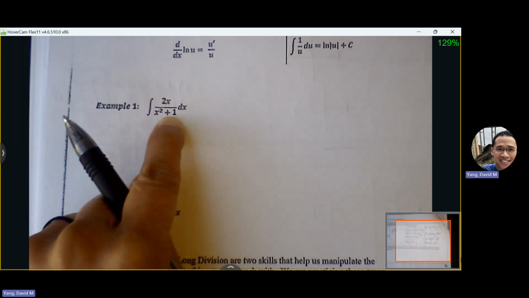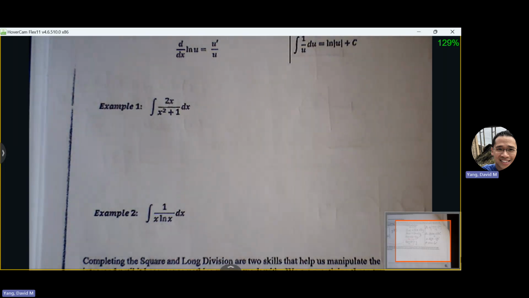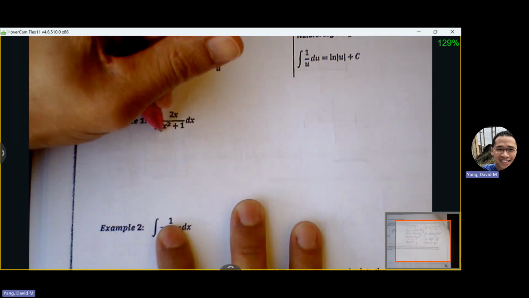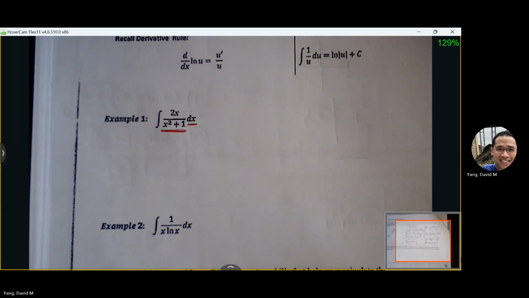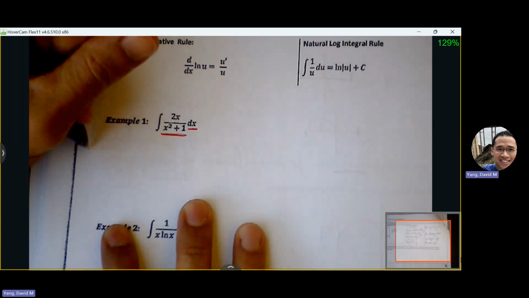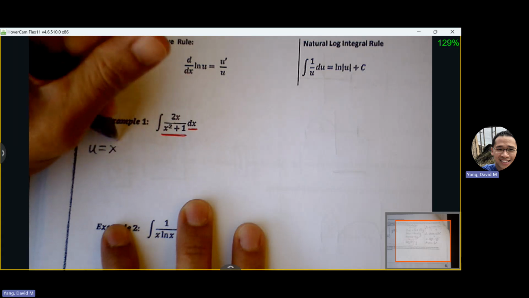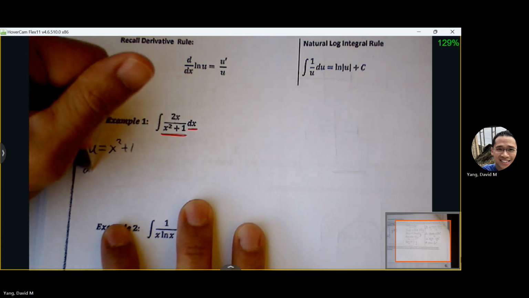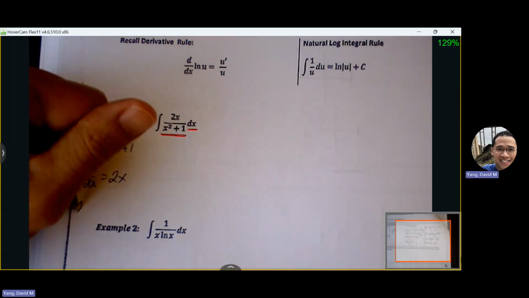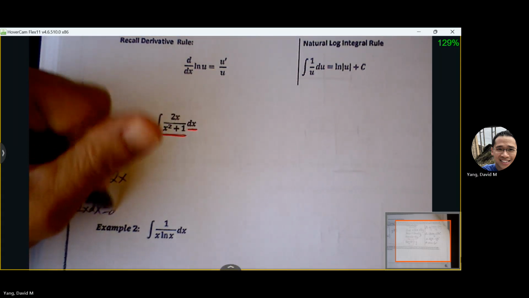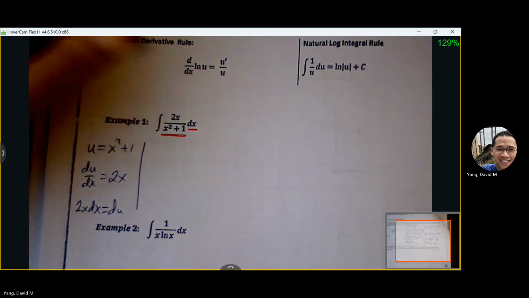So our next option after power rule and expansion is to use substitution. And in this case, we see a potential candidate for the u value, and that u value is going to be x squared plus 1. So let's go through that process. u equals x squared plus 1, du/dx. Cross multiply. Solve for dx.